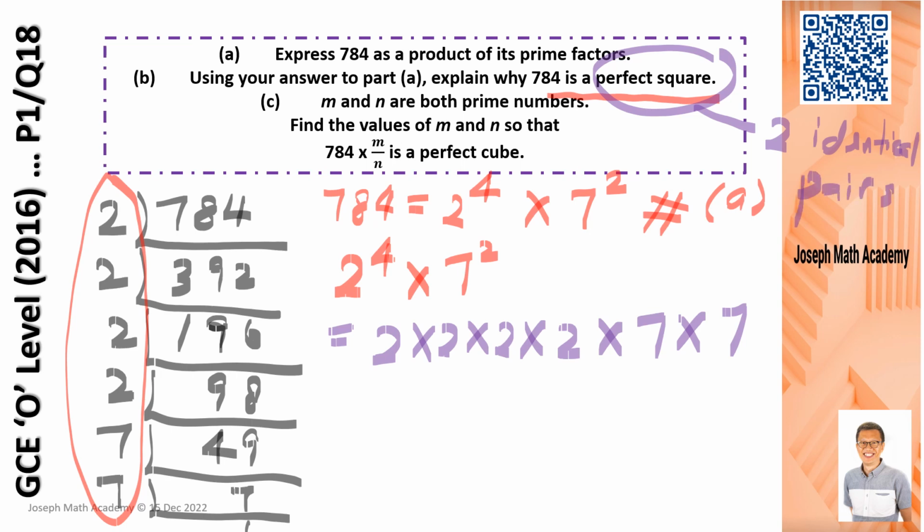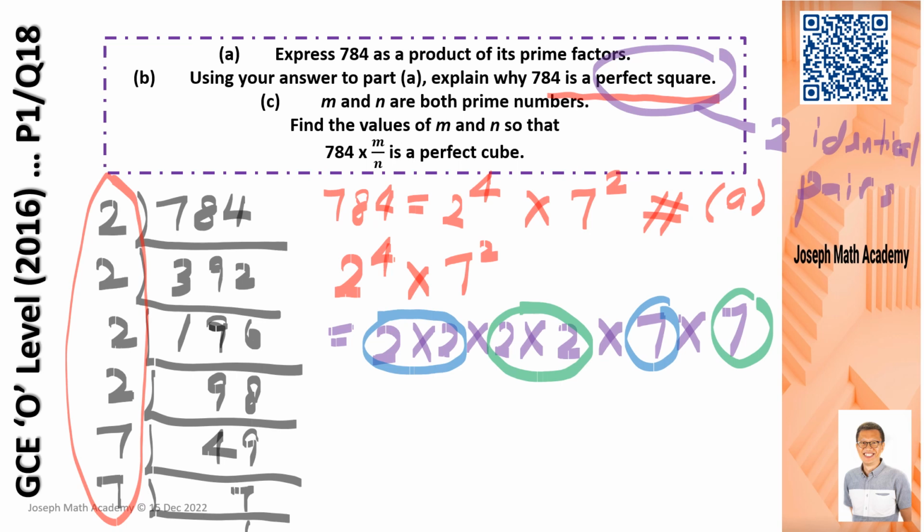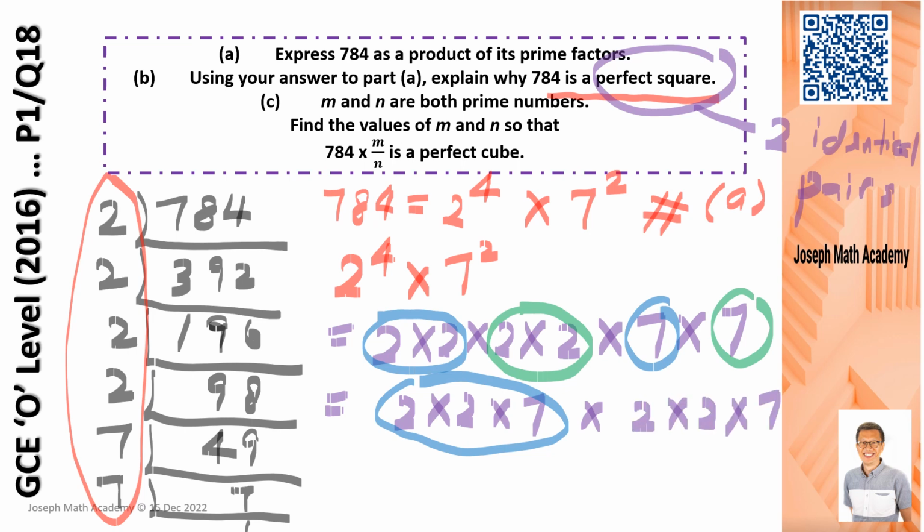Okay, so let's do pairing. The number 2 appears 4 times, so I shall group it this way: 1 pair, the next pair. Let's take a look at 7. There are only 2 sevens here. Then the first 7 belongs to the blue group, and the green one will be here. So rewriting this, I have this answer: 2 times 2 times 7 belongs to the blue pair. And then the green one will be 2 times 2 times 7 still, because it is identical.